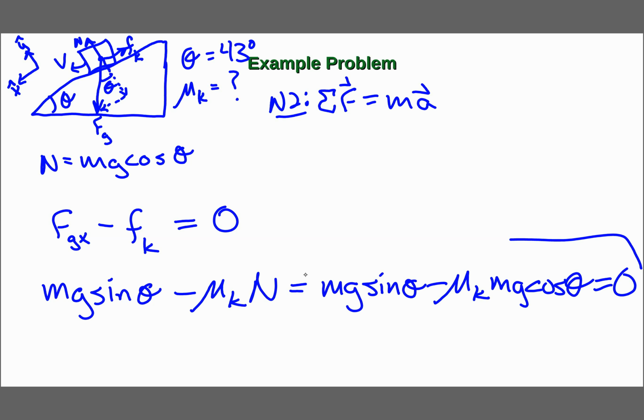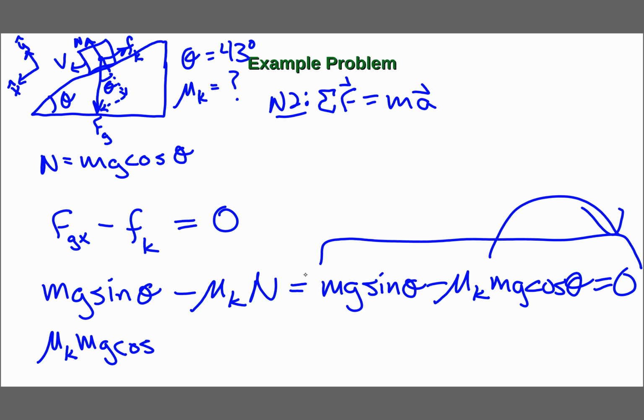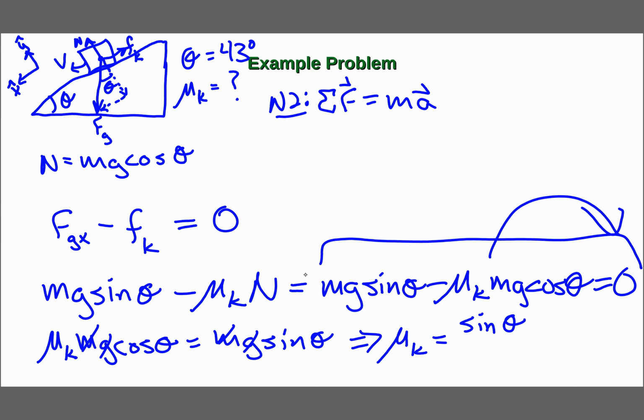Okay? And then this piece, what I want to solve for is mu sub k. So I'm going to take this term to the other side and write mu sub k mg cos theta equals mg sine theta. The m's cancel, the g's cancel, and what I end up with is mu sub k equals sine theta over cosine theta equals the tangent of theta.